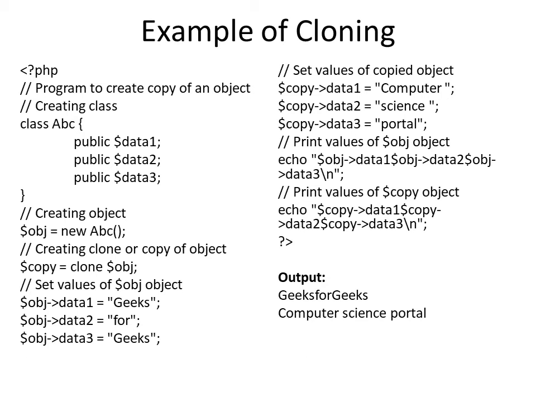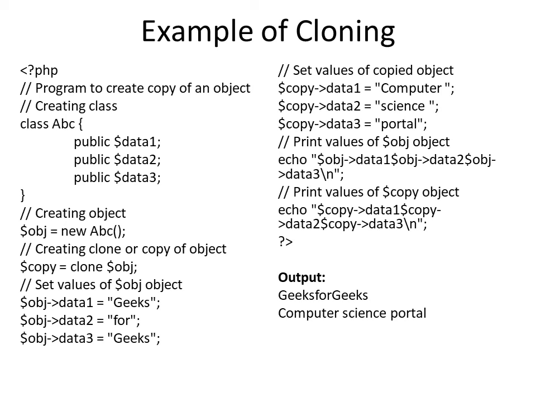For example, here I have created a class ABC and there are three properties or attributes, data1, data2 and data3. Now outside the class I have created an object obj of class ABC. Now I am going to create a clone of obj, so copy equals clone obj. Now copy becomes the cloned object of class ABC. Already data1, data2, data3 are the attributes of the obj object. Now those three attributes become the attributes of the newly cloned object, that is copy.